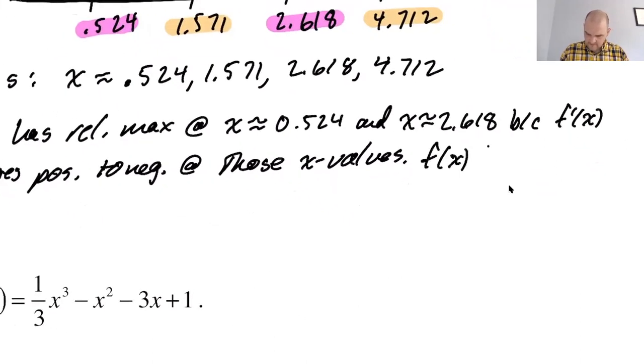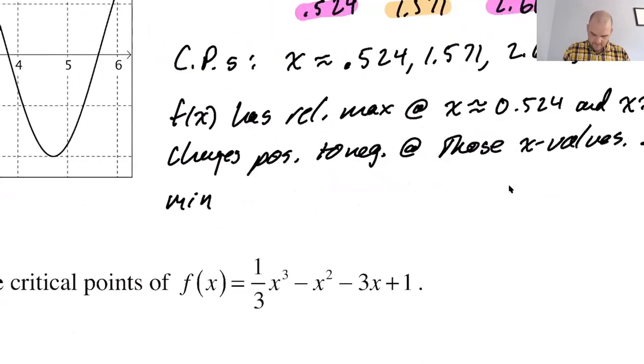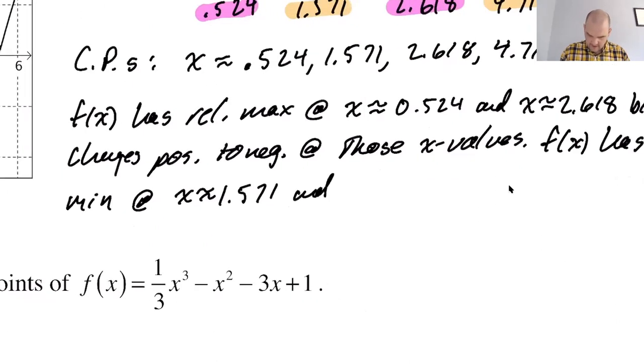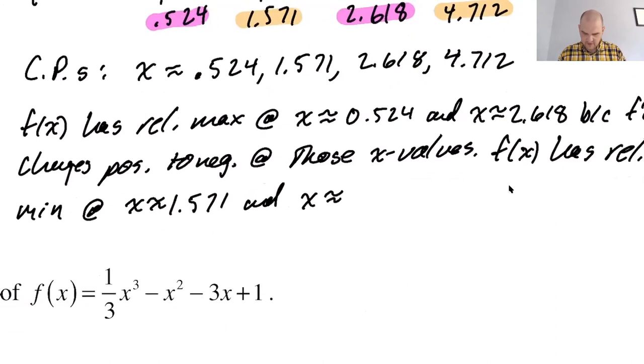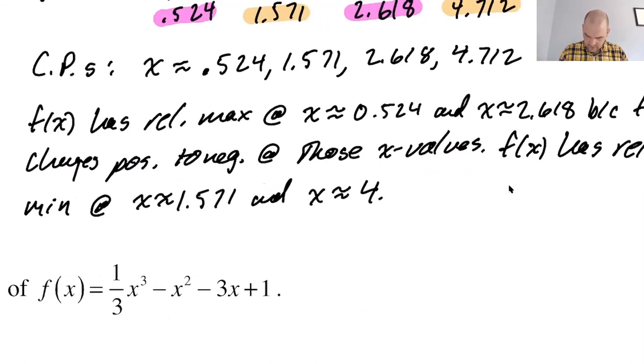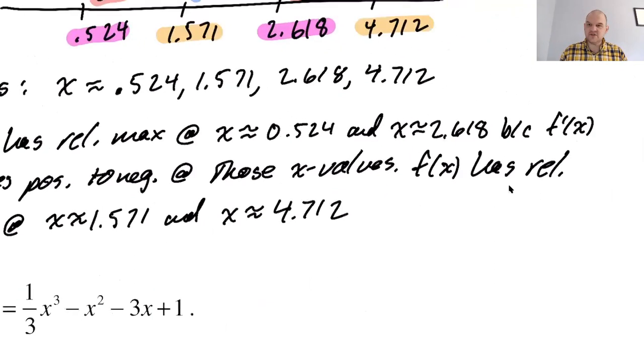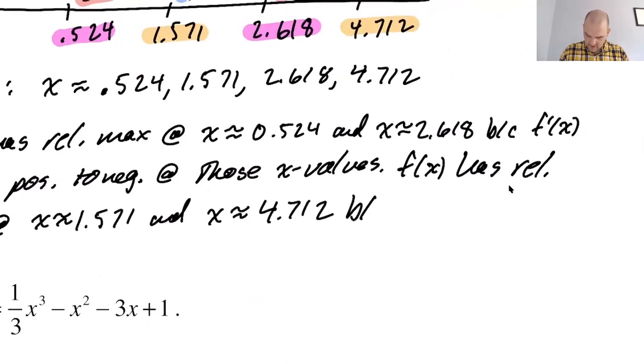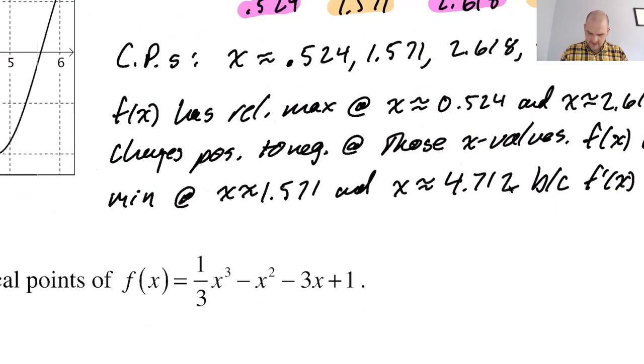f of x has relative minimum at x is approximately, what are these values? 1.571, which I feel like is really pi over 2. And x is approximately, so this is probably 3 pi over 2, but like whatever, it doesn't really matter. 4 point. You would think I would know those, but they just don't come up enough for it to be worth it. Why are there relative minimums? Because f prime of x changes negative to positive.